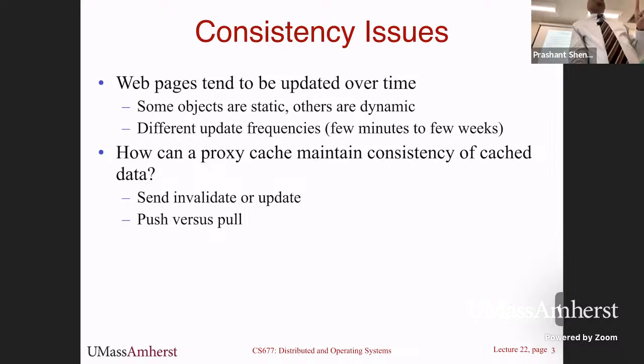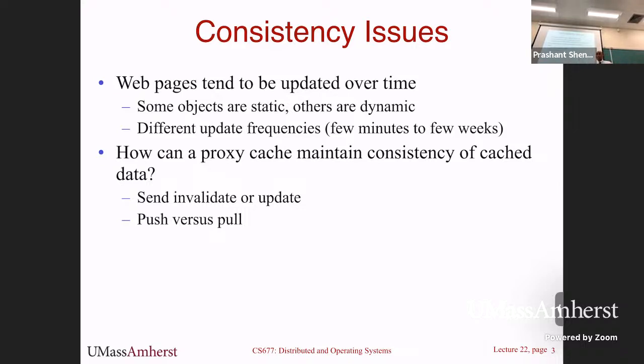You can send what is called an invalidate message that just tells the proxy saying the object has changed, throw it out from your cache. So it's just discarded from the cache. That's called an invalidate. Or you can send an update message which says the object has changed and here is the new version of the object. Now the proxy can discard the old version, but the new version has already been sent, so it can store it in the cache. And if new requests come in, you can just serve that content that's already cached. So we'll see when you want to send updates, when you want to send invalidate.